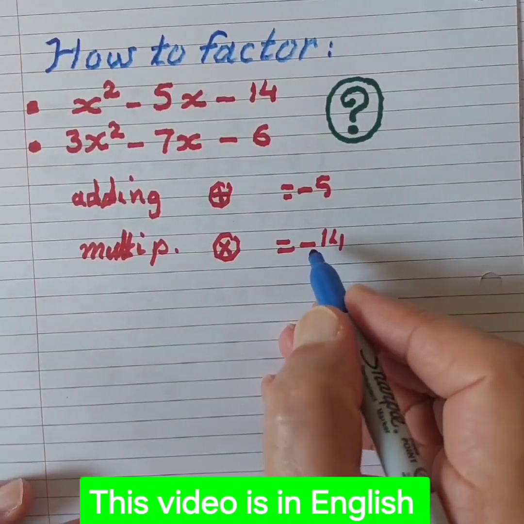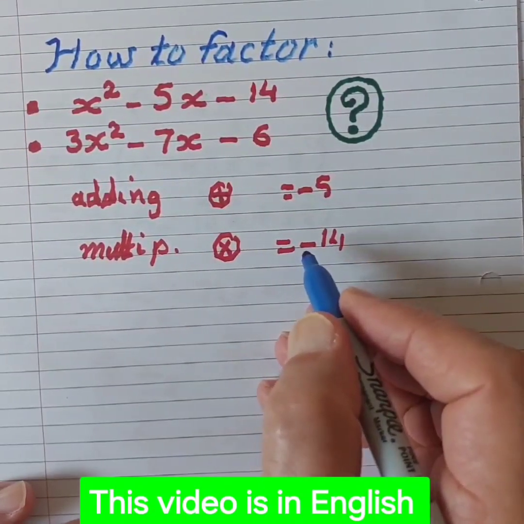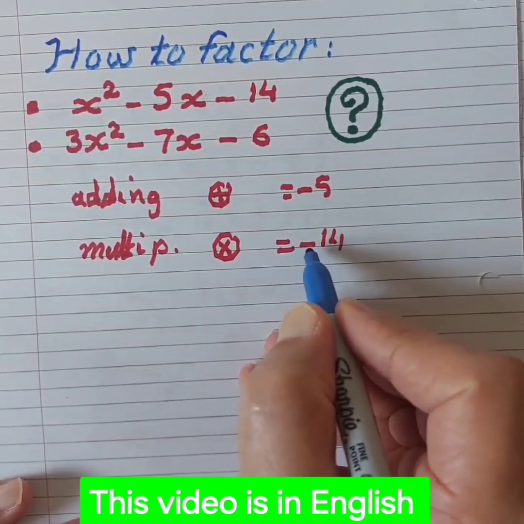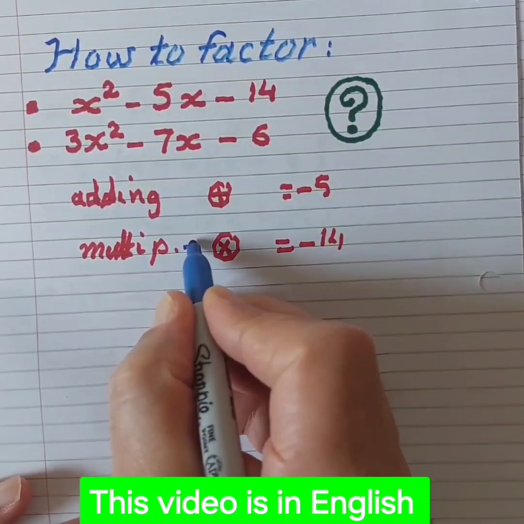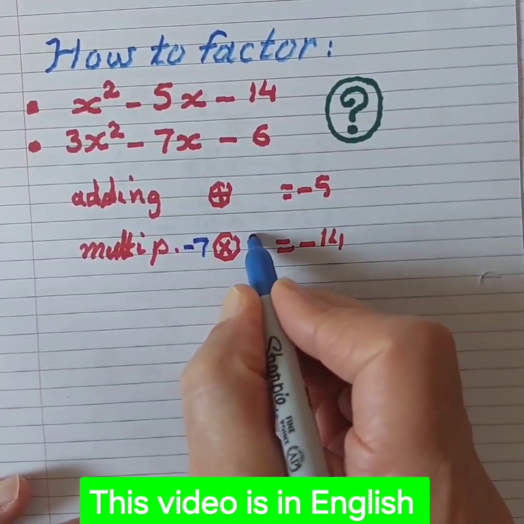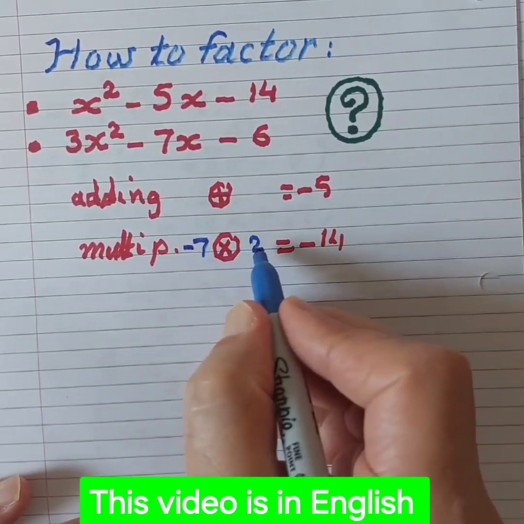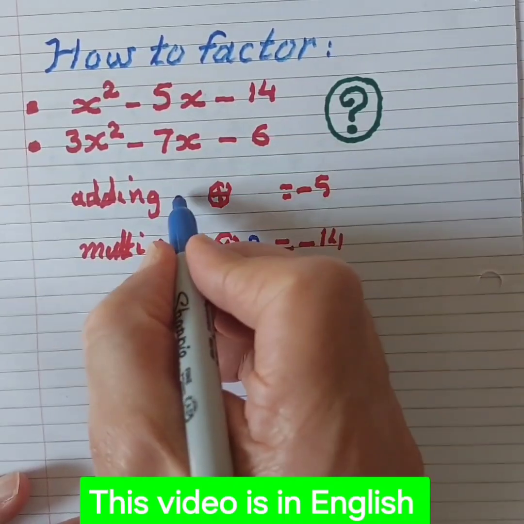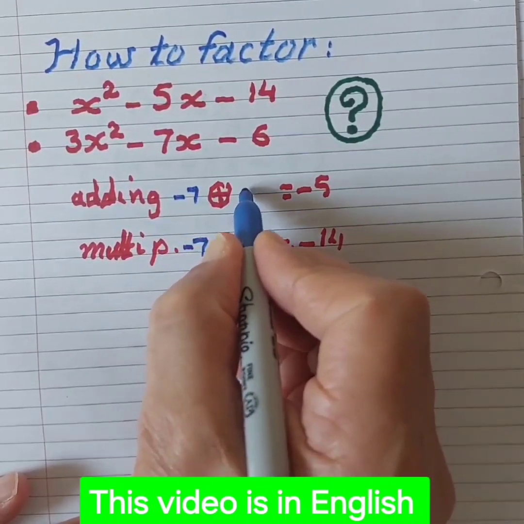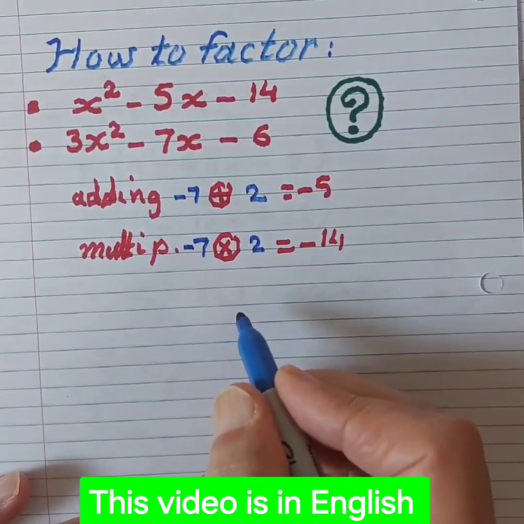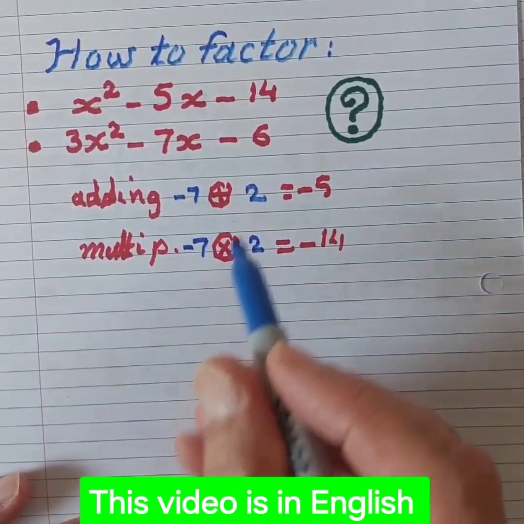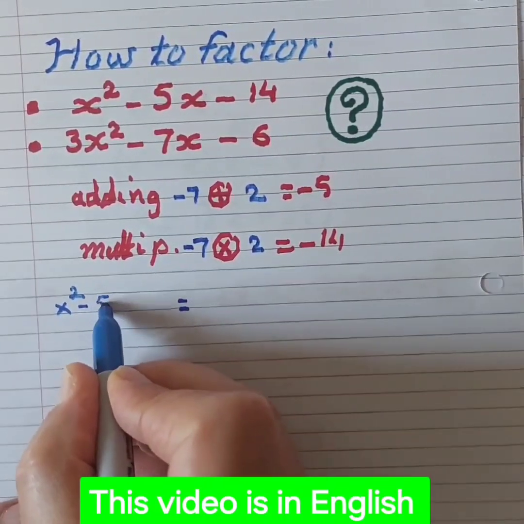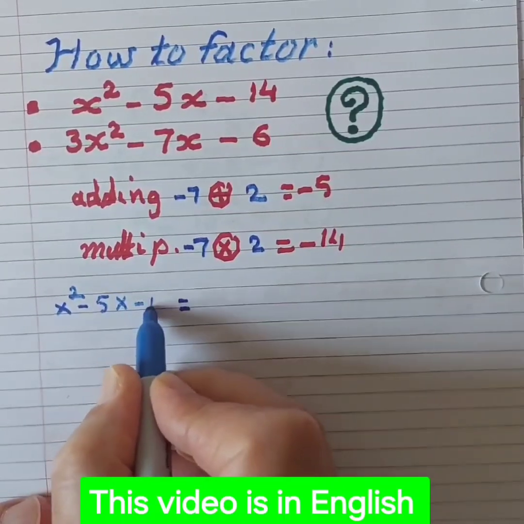You know, the number 14 can be 7 times 2. So now about the sign, minus here, we can write minus 7 multiplied by plus 2. I got these two numbers because I need to get minus 5 when I add them together, like minus 7 plus 2, that means minus 5. So these two numbers go with x squared minus 5x minus 14.